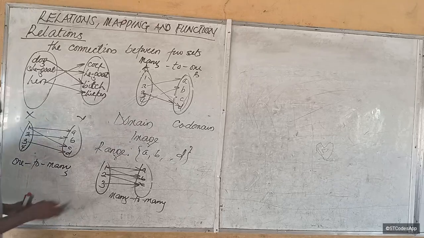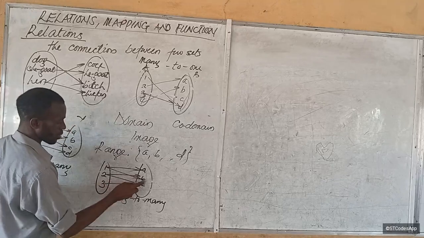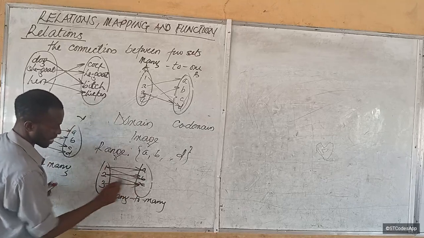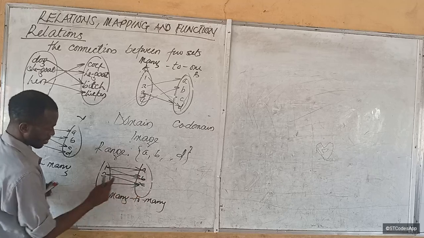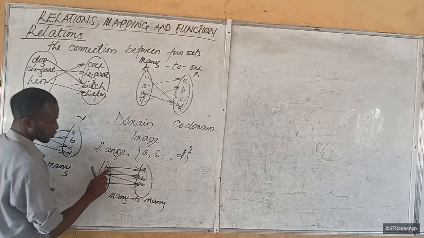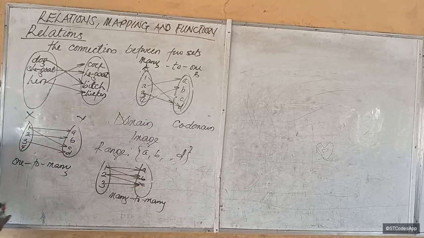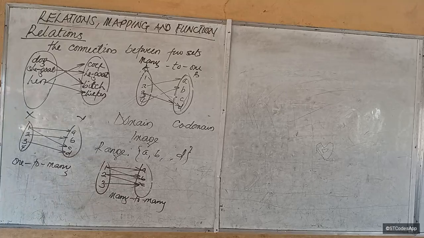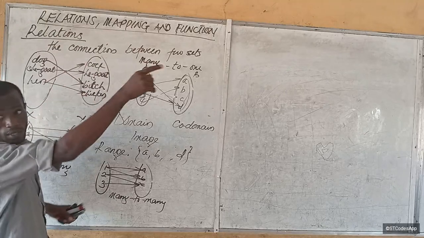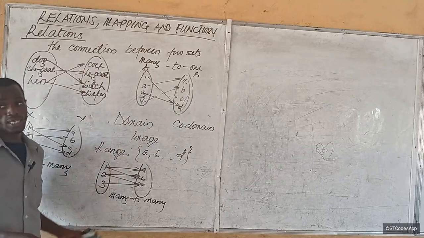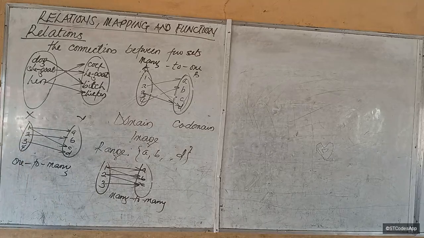Because in this case, 2 is mapped to B, and 1 is matched with B. So that's many here. And of course, 1 and 2 are mapping to A, B and C. So that's many to many. So those are the different types of relations that we can have. We have 1 to 1, many to 1, 1 to many, and many to many. Those are the types of relation.